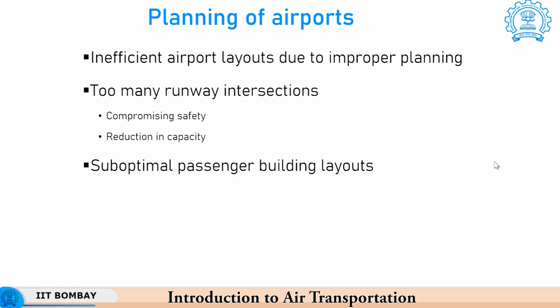There could be suboptimal passenger building layouts also, which will require a larger taxiing distance. So, the building could be at one corner of the airport. So, the aircraft lands and then there is a long taxiway to the terminal, and if this also involves crossing the runway, then of course, it will take much more time.